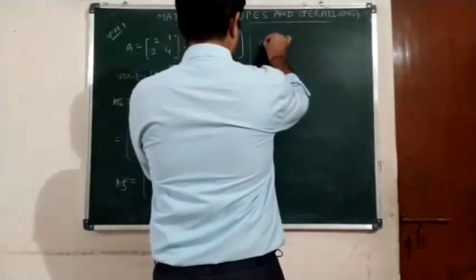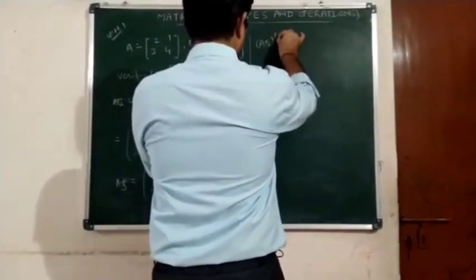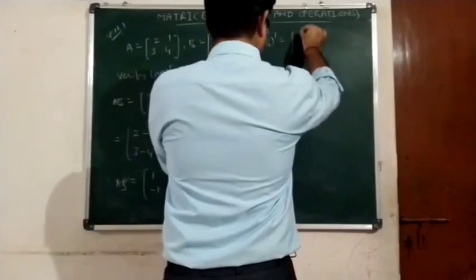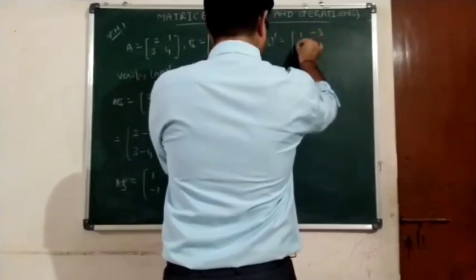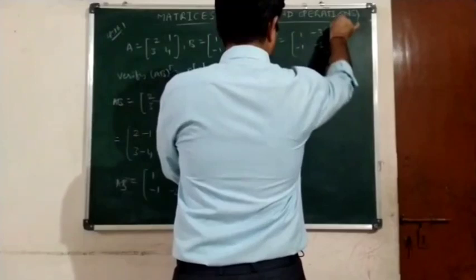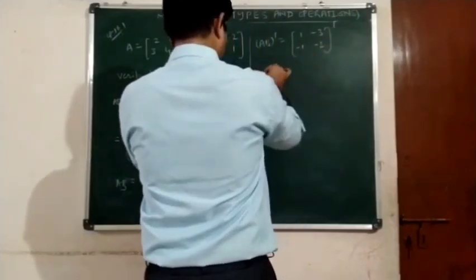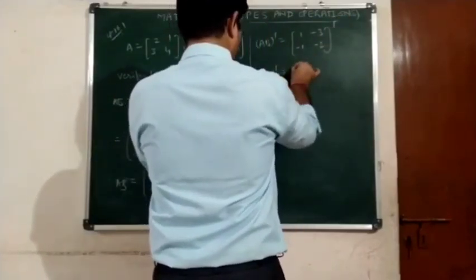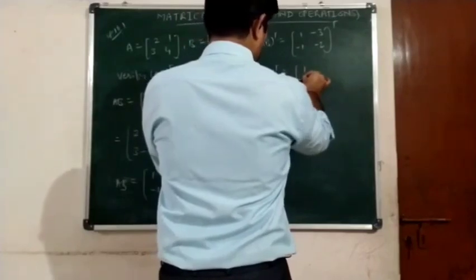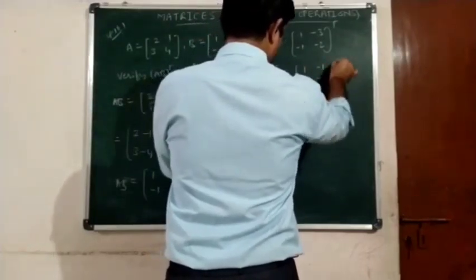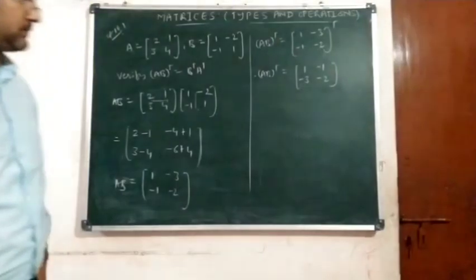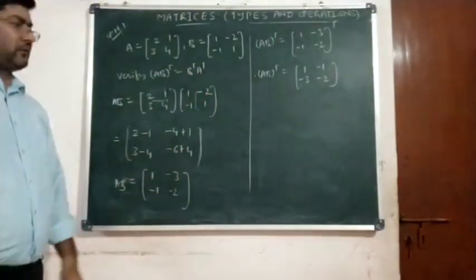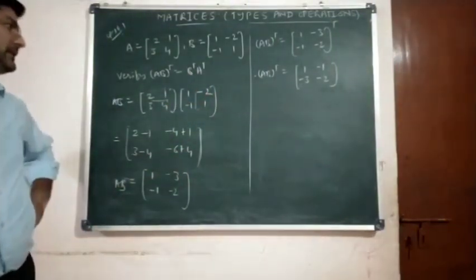Now we will find out AB transpose. 1, minus 3, minus 1, minus 2 transpose. Therefore, product AB transpose, we will change the rows into columns. Okay, in order to get the transpose, so this is the required matrix AB transpose.